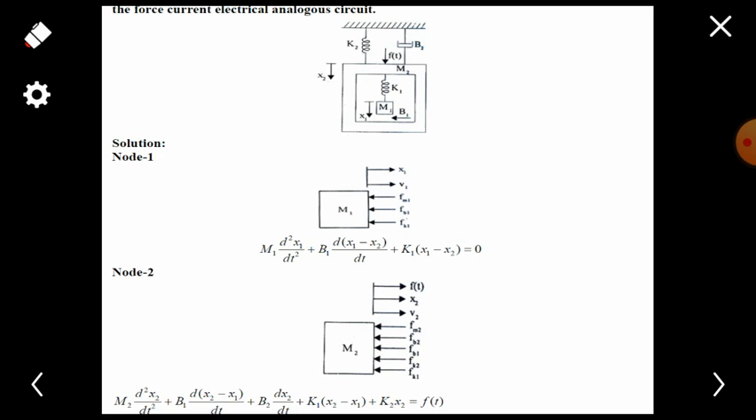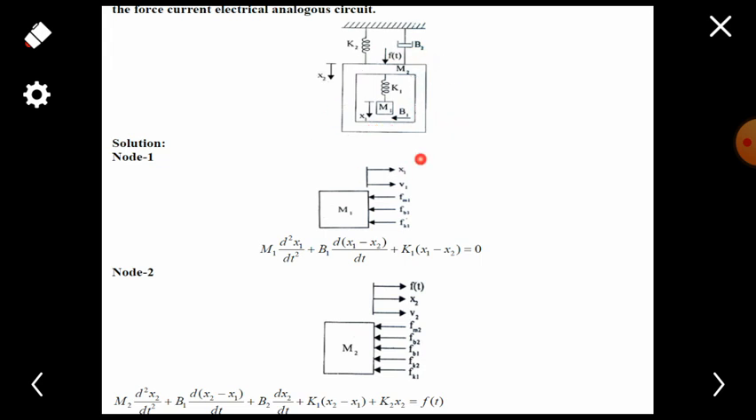First, we are going to write the free body diagram for mass 1. For that, the forces applied on the mass 1 will be F of M1, F of B1 and F of K1, and the displacement here is x1. So, we are going to calculate the differential equation now. That is m1 into d square x1 divided by dt square plus b1 into d of x1 minus x2 divided by dt plus k1 into x1 minus x2, because here friction B and the spring K are connected between the two masses, that is mass 1 and mass 2.